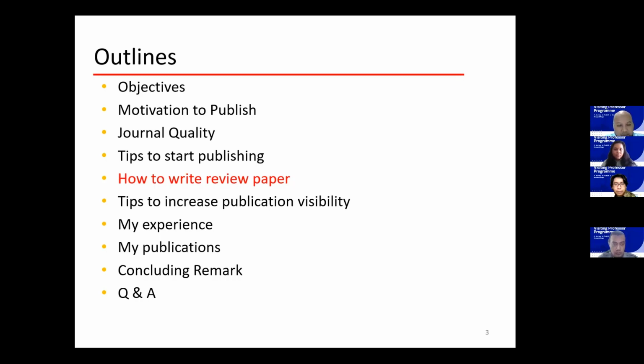Okay, and then I will talk about journal quality. Maybe this one you already know, Q1, Q2, Q3, and Q4. And then tips to start to publish, how we can immediately publish. Because I believe that whoever already passed their master or their PhD, you have materials to publish, regardless it is a good quality journal or it is moderate journal. For sure, you can have something that you can publish.